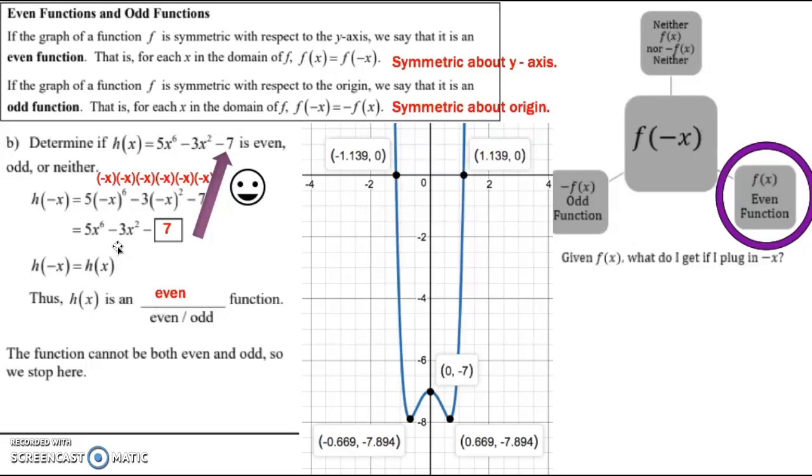A function can be either even, odd, or neither. It can't be more than 1. So therefore we can stop and we don't have to continue testing once we determine if it's even, odd, or neither. We can stop. We don't need to continue on further.